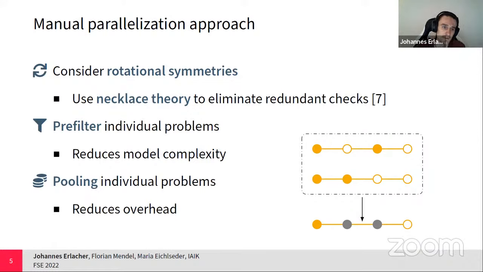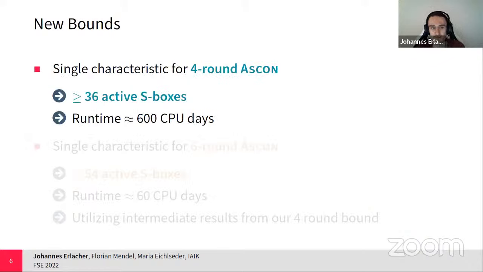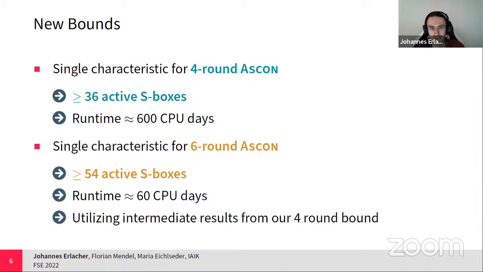So with this new approach, we're able to prove two new bounds for the ASCON permutation. That is, a single characteristic for 4 rounds of ASCON must have at least 36 active S-boxes, which was proven in around 600 CPU days, as well as that a single characteristic for 6 rounds of ASCON must have at least 54 active S-boxes. This second bound was proven in around 60 CPU days because we were able to utilize intermediate results from our previous 4-round bound.